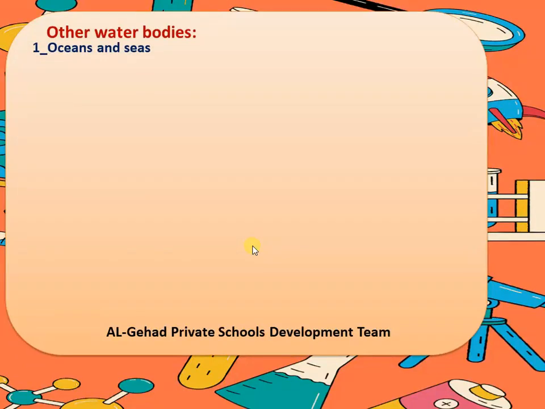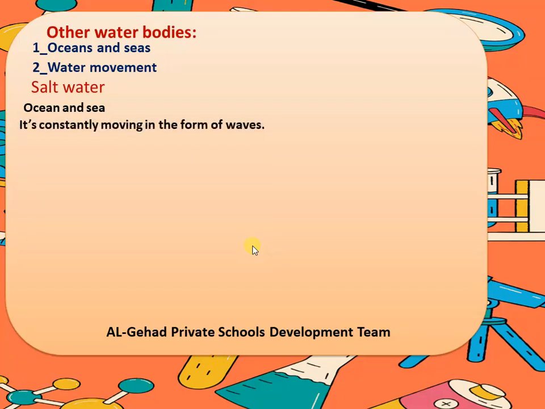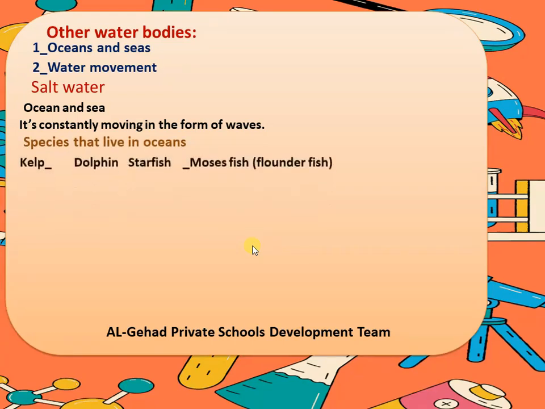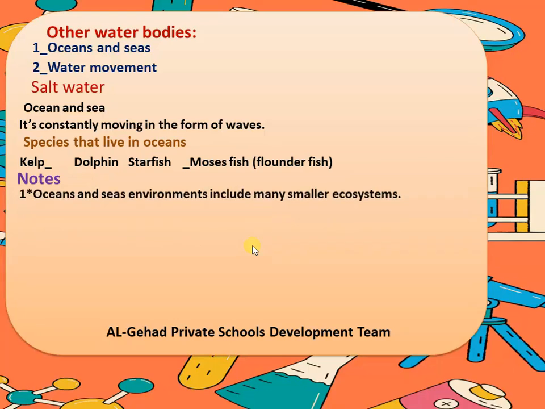Other water bodies. Number 1, ocean and sea. Water movement. Salt water, ocean and sea. It is constantly moving in the form of waves. Species that live in ocean: kelp, dolphins, starfish, moose fish, and cold flounder fish, newts. Ocean and sea environments include many smaller ecosystems.